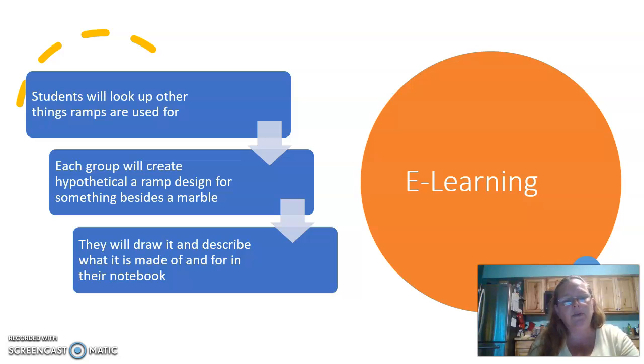E-learning. Next, the students are going to look up other things ramps are used for. Each group is going to design a hypothetical ramp for something besides a marble. For example, they can design a ramp for skateboarding or a ramp for a go-kart park. When they draw their hypothetical ramp, they're going to describe what materials it needs to be made of to make it structurally safe or make it right.